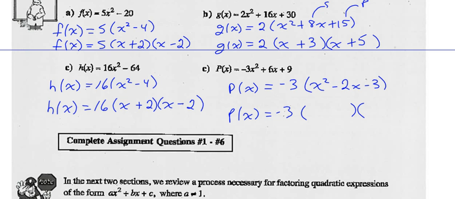Make your two sets of brackets. There's only one way to get to x squared, so I put an x in the front. Ask yourself, what two numbers have a sum of negative 2 and a product of negative 3? Well, there's only one way to multiply to 3. That's 3 times 1. If I want to get a sum of negative 2, that has to be negative 3 plus 1 adds to negative 2. Negative 3 times 1 multiplies to negative 3.